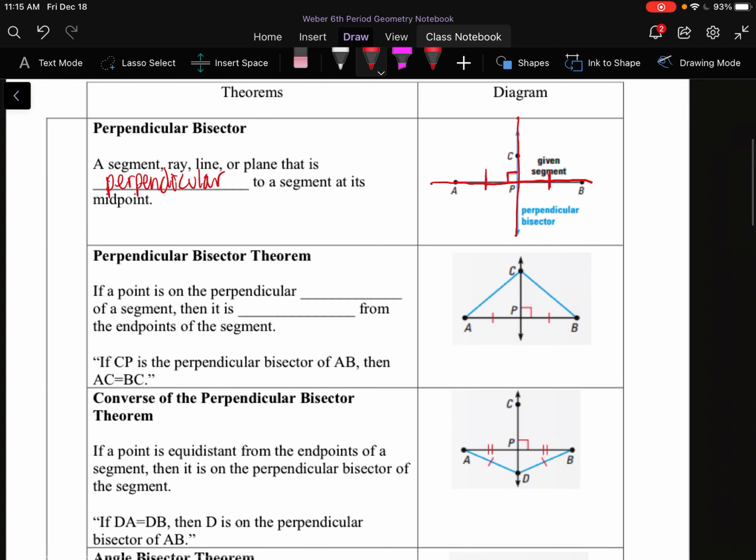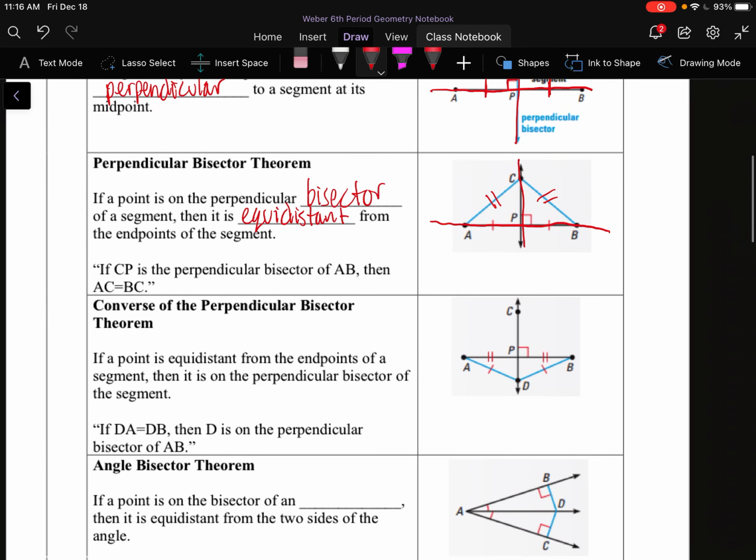Next, we have the perpendicular bisector theorem. If a point is on the perpendicular bisector of a segment, then it is equidistant from the endpoints of the segment. So here, if CP, so here's CP, is the perpendicular bisector of AB, of this segment AB, then AC equals BC. So AC here will be congruent to BC.